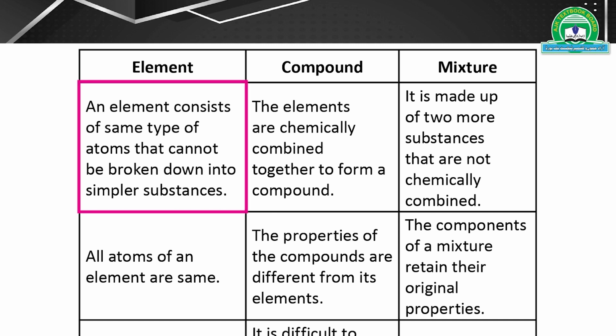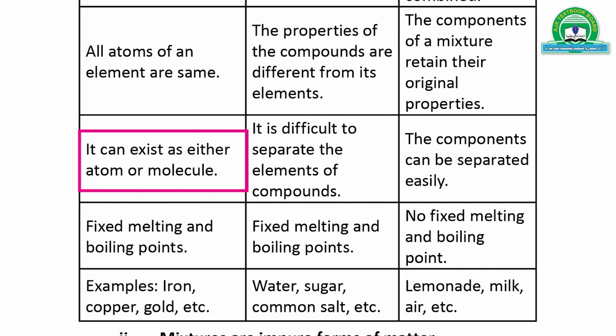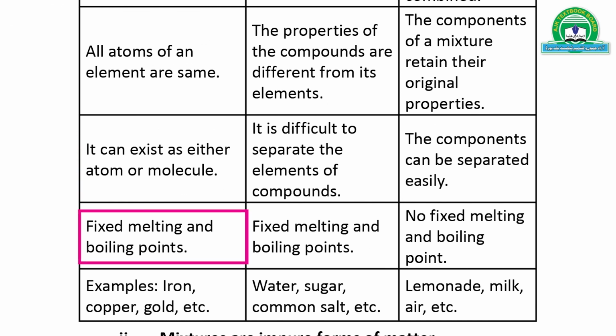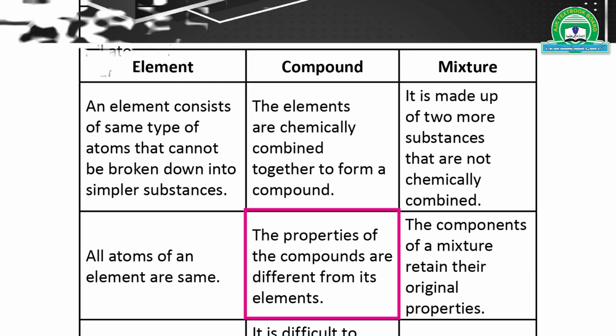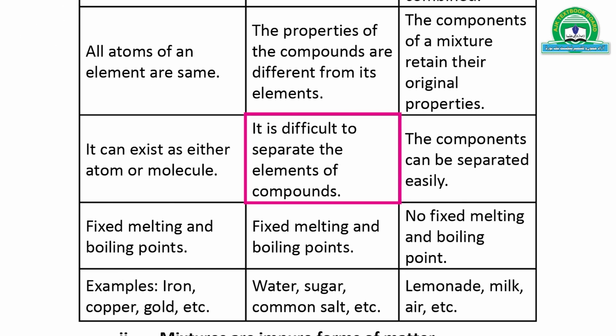An element consists of the same type of atoms that cannot be broken down into simpler substances. All atoms of an element are the same. It can exist as either atom or molecule, with fixed melting and boiling points. Example: iron, copper, gold. Compound. The elements are chemically combined together to form a compound. The properties of the compound are different from its elements. It is difficult to separate the elements of a compound. Fixed melting and boiling points. Water, sugar, common salt.